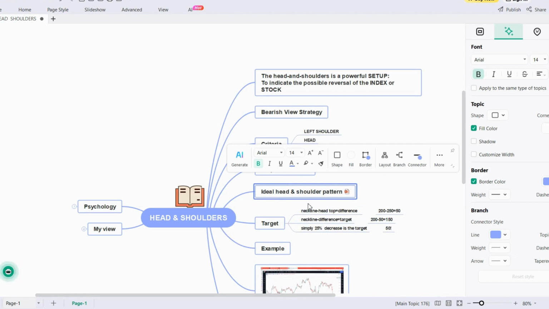Now the target here is the neckline minus head top equals the difference. Okay, let's go to here and check. Neckline minus head top is the difference. Now let's see. The neckline is at 200. Let's see here.